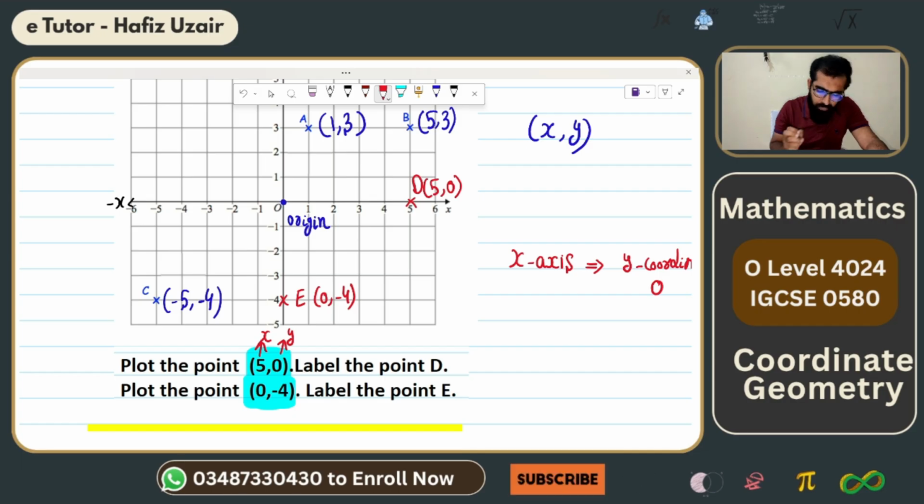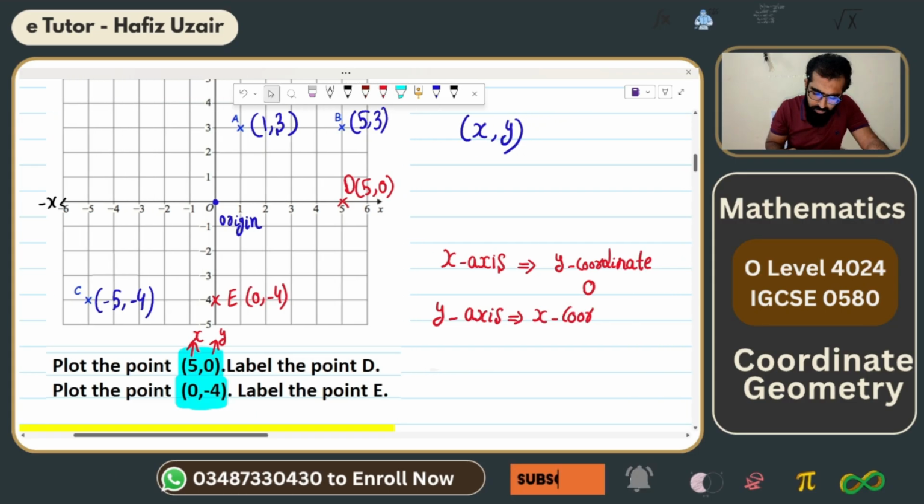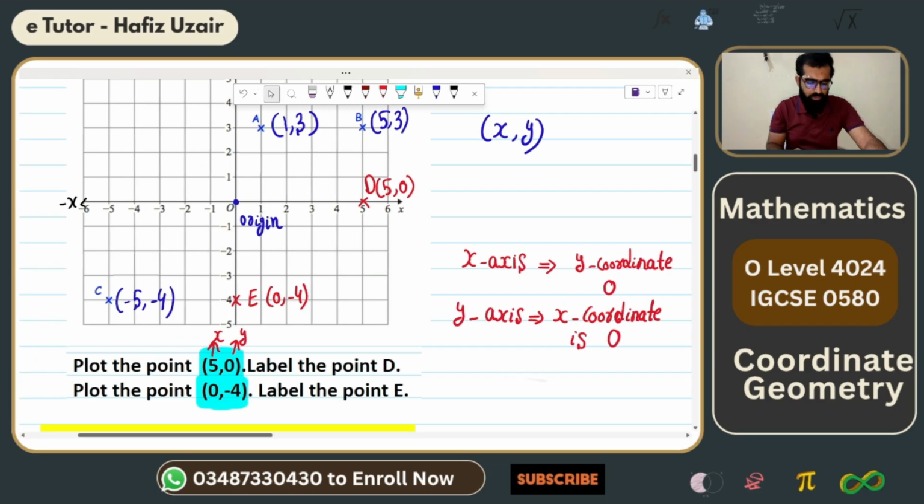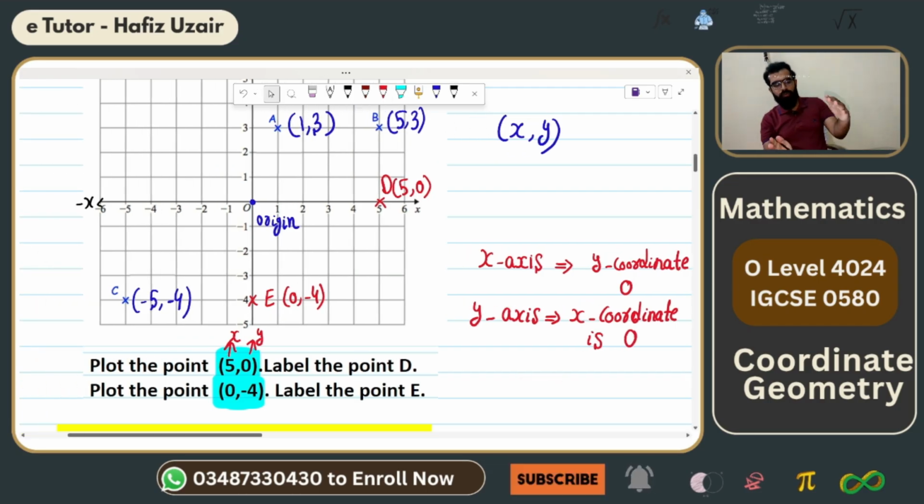Okay, so now the second thing that you will learn from here is that on the y-axis, the x coordinate will be 0, right? The x coordinate is 0. So we are done with the first learning objective, right? This is a very basic concept.